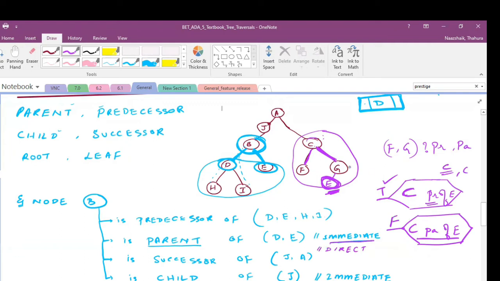So you understood the difference between predecessor and parent, right? Parent means direct connect, directly upward. Predecessor means it is somehow connected. Okay. Now, till now, what we saw was this upward connection. Parent, predecessor is what we saw upwards. Now, the reverse is successor and child. Successor and child means I'm talking downwards.